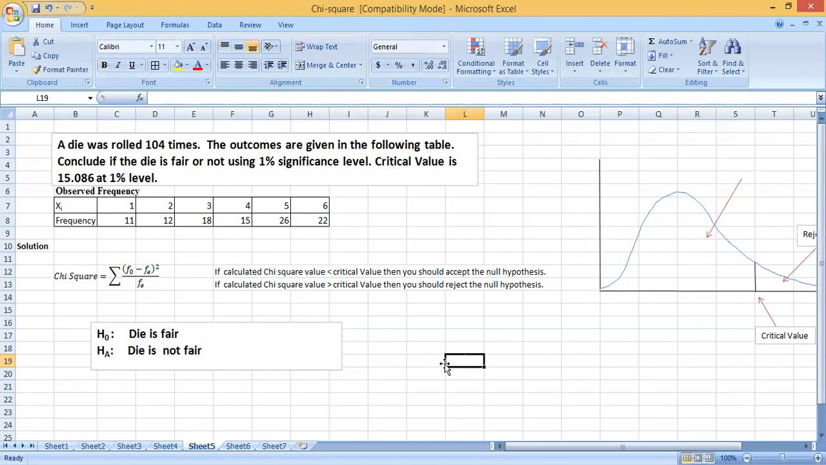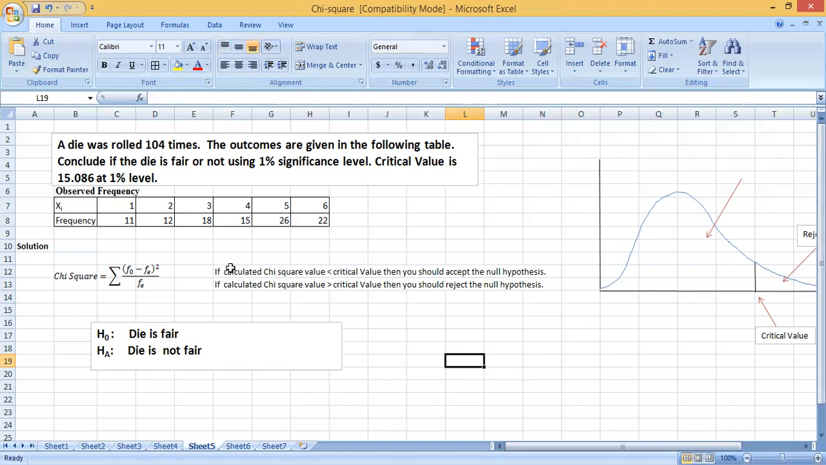Now, the null hypothesis means the observed values are close to the expected values. It means the null hypothesis is fair, from where you can conclude that the observed values are close to the expected values. You will accept the alternative hypothesis when you find that the observed values are not close to the expected values. Okay, so this is the null hypothesis and the alternative hypothesis.